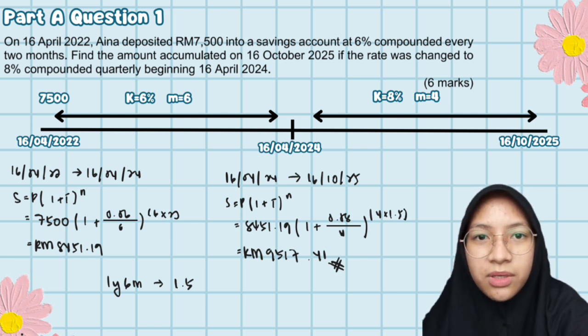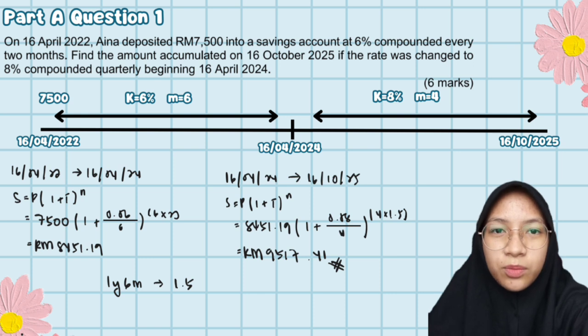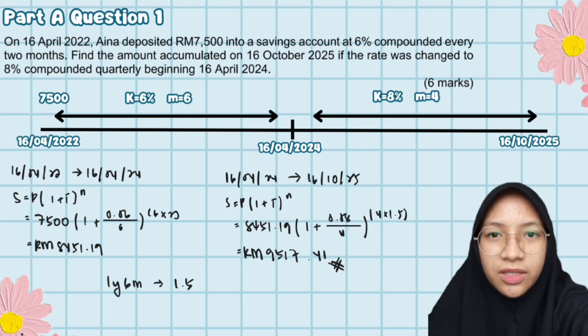If we draw a timeline, we can see that the beginning 16 April 2024, the rate becomes 8% and M becomes 4. By using the formula S equal to P bracket 1 plus K per M bracket powered by M times T, we can find the maturity value S on 16 April 2024. By substituting the values, we obtain 8,451 ringgit 90 cents.